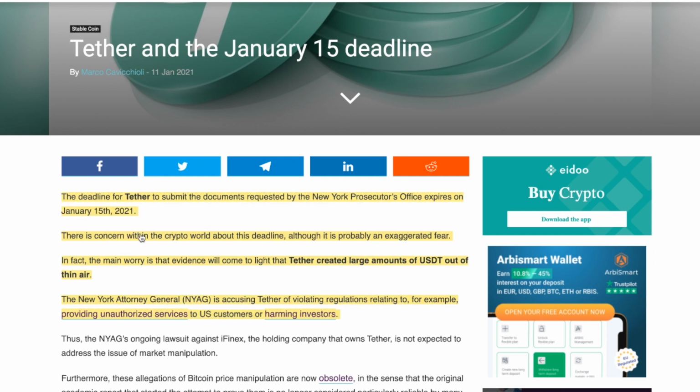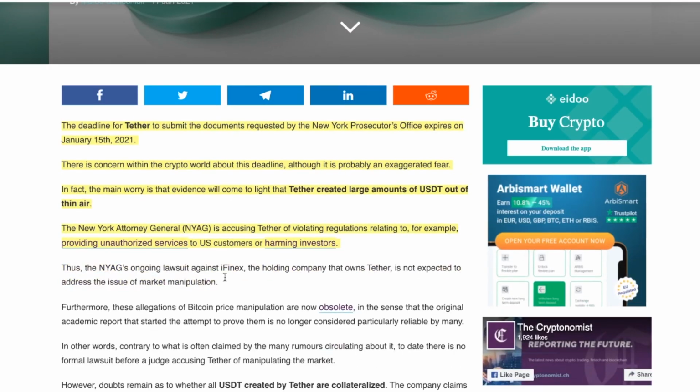There is a concern within the crypto world about this deadline, although it is probably an exaggerated fear. In fact, the main worry is that the evidence will come to light that Tether created large amounts of USDT out of thin air. The New York Attorney General is accusing Tether of violating regulations relating to, for example, providing unauthorized services to U.S. customers or harming investors. Well, the 15th has now come and gone, and there has been no massive price rejection from Bitcoin over the Tether news.